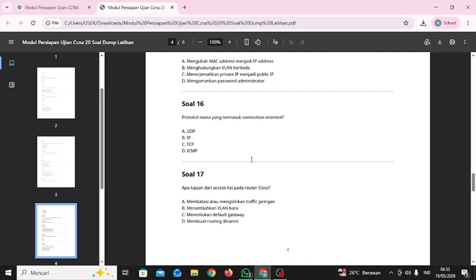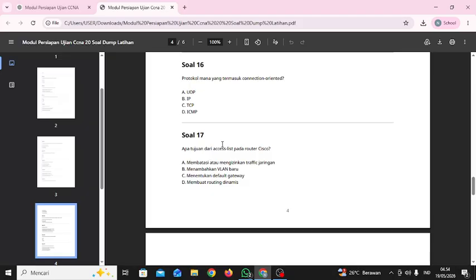Which protocol is connection-oriented? Okay. A. UDP. B. IP. C. TCP. D. ICMP. Okay, the correct answer is TCP. C. An explanation: TCP establishes a reliable connection before transmitting data. Features: error checking, sequencing, reliability, and flow control. Applications using TCP: HTTPS, SSH, FTP. UDP is faster but less reliable. Okay. Next question.